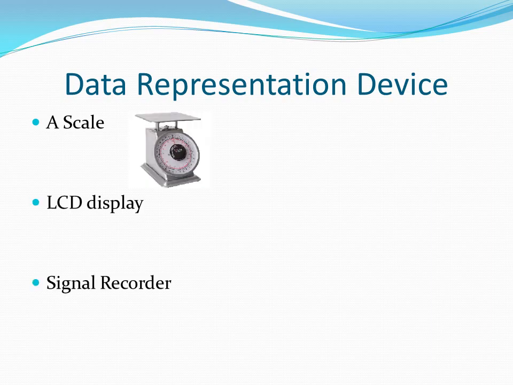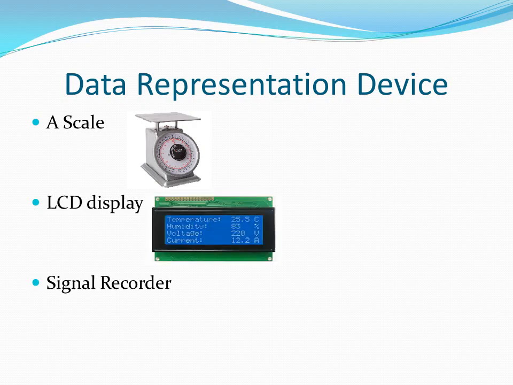And the data representation device. We have various types of data representation devices. The conventional one is a scale type, where you have a dial and the output is shown on the dial. And now we have an LCD display, as we are moving towards a digital era. Everything is displayed in numbers so that I can see it. The scale is an analog module, whereas the LCD display is a digital module.